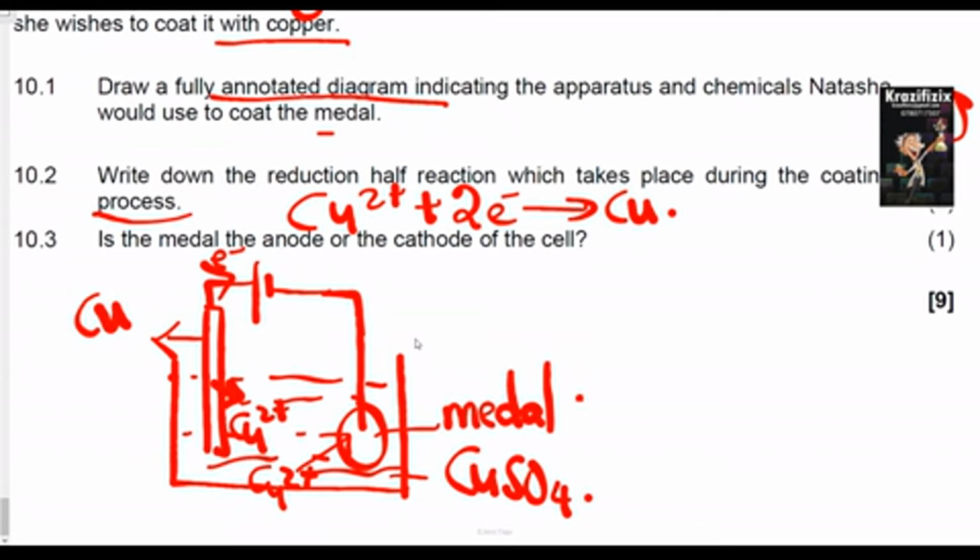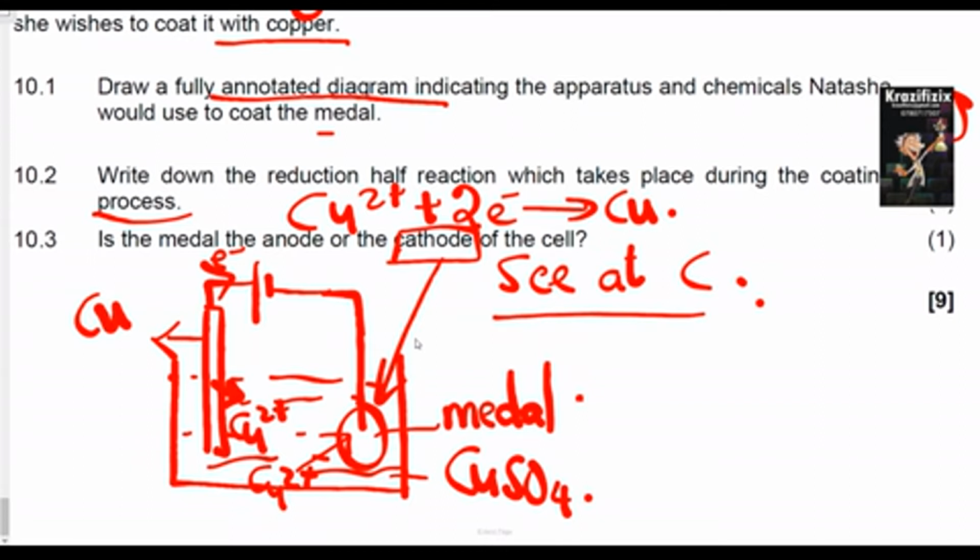Is the metal the anode or the cathode? From your diagram, you can see the metal has to be the cathode. We see that at C. 9 marks. Very, very straightforward. 9 marks there.